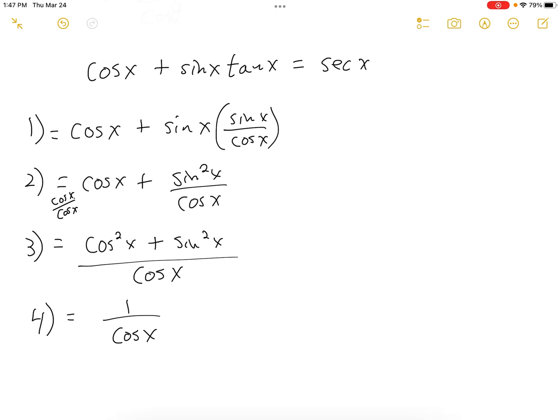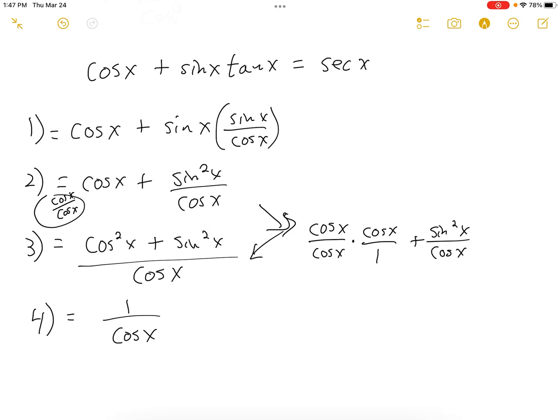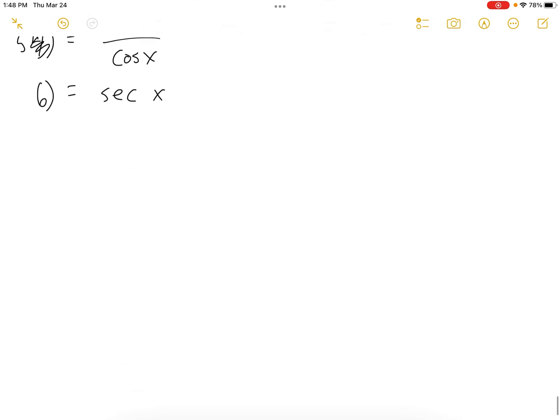Now I skipped a step here. Step 3 probably should be this written out. I think they want you to write that out so you get a common denominator. That step right here, which you go here and then you go here. So this really is 3, this is 4, and then we have 5 and 6, and then obviously 6 is secant, because 1 over cosine. Okay, so that's the first example, extended example.